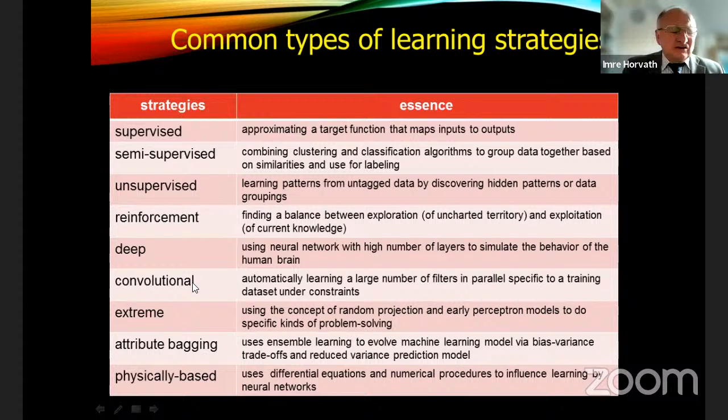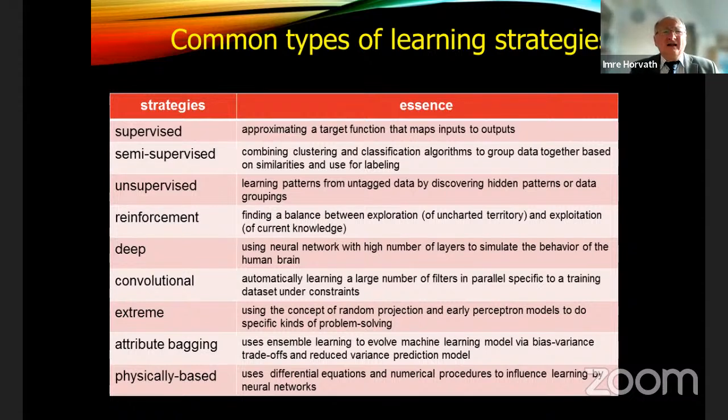Then the next one is convolutional learning, which is somewhat limited in terms of its application opportunities, but on the other hand, in the relevant fields, it is a very powerful approach, which tries to automatically learn a large number of filters in parallel specific to the training data set under constraints. It uses multiple layers with completely different functionalities in order to process the information, consolidate the information, and select those approaches which really lead to a kind of reliable classification in the end.